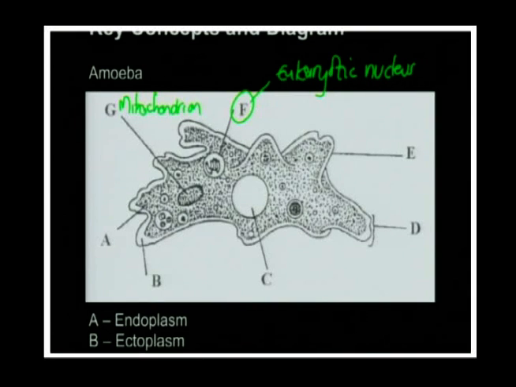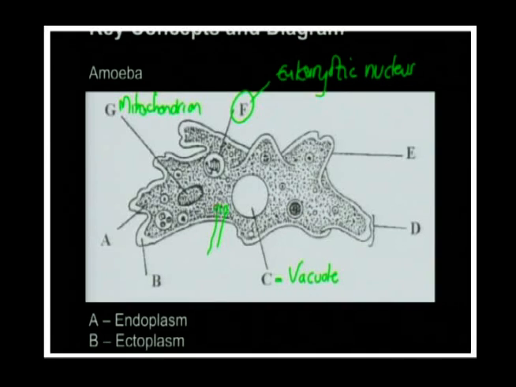Other structures, here at C is a very, very large vacuole. This kind of vacuole is incredibly important. You will find amoeba living in water. Because of the difference in water potential between the amoeba and the outside water, what constantly happens is water flows into the cell.